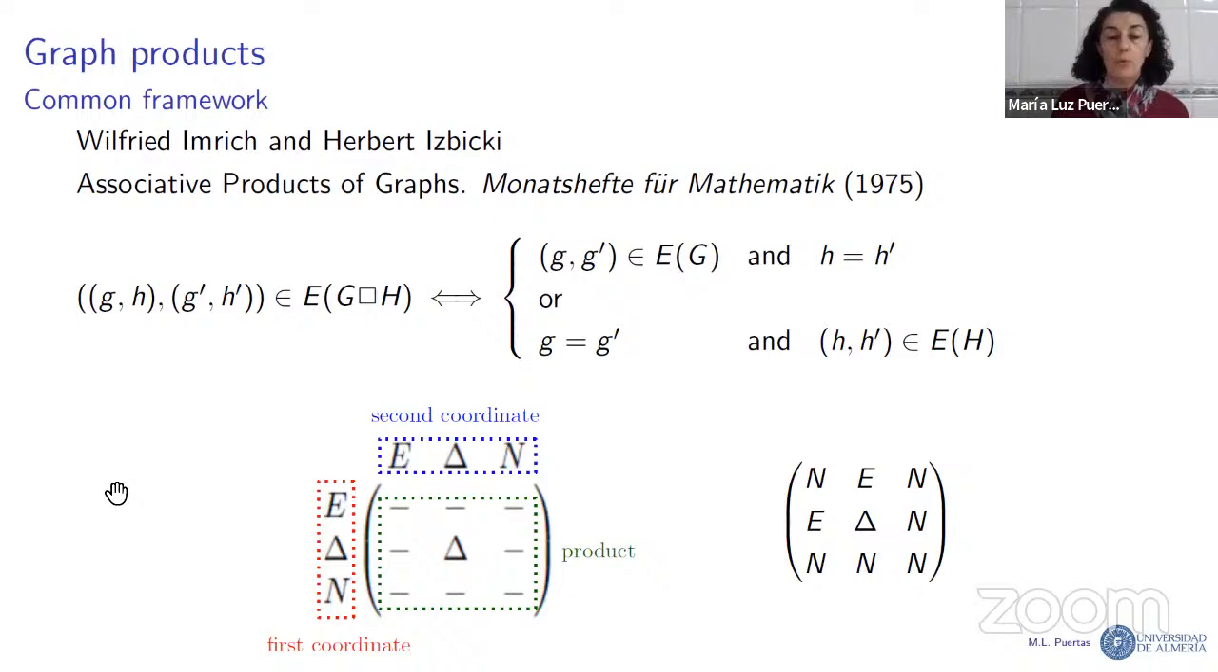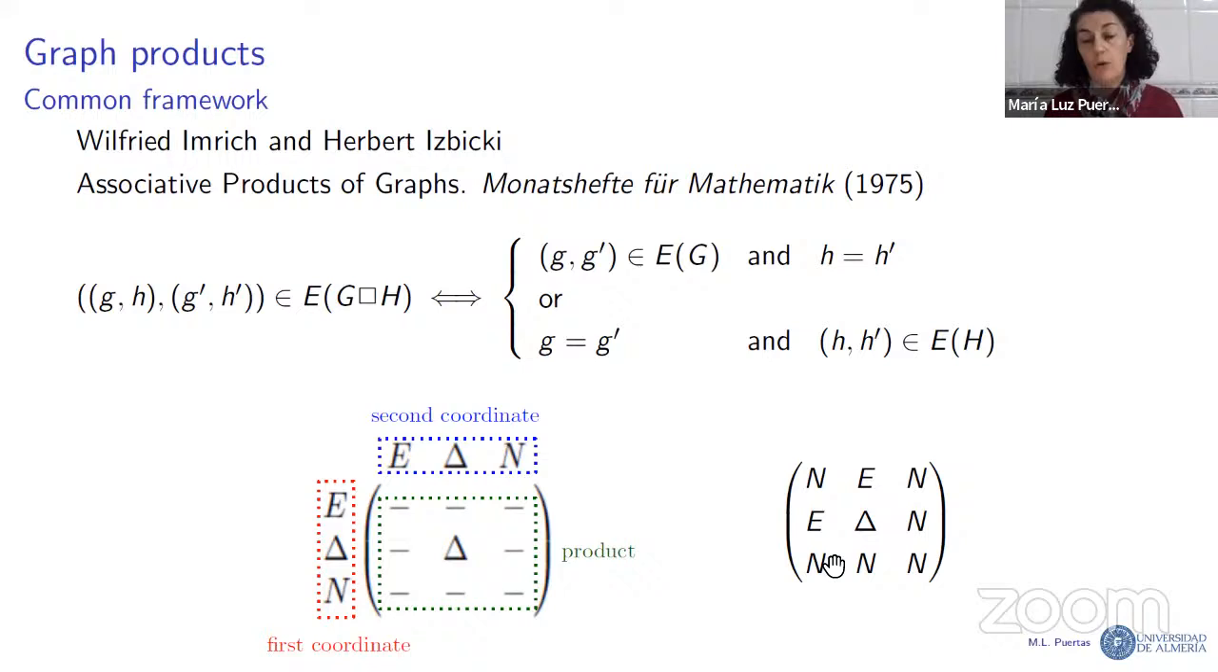This is the condition to be adjacent in the Cartesian product: first coordinates adjacent and second equal, or first coordinates equal and second adjacent. So let's put here the letters. Of course, if the first coordinates of two vertices are equal and the second coordinates are equal, then the vertices are equal. So this delta is in the middle in all cases.